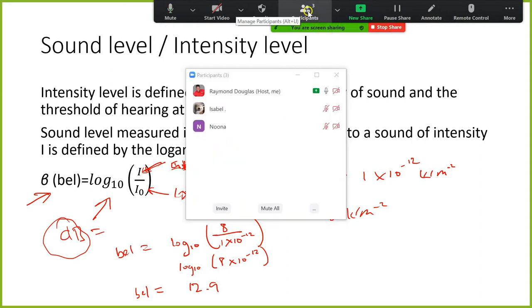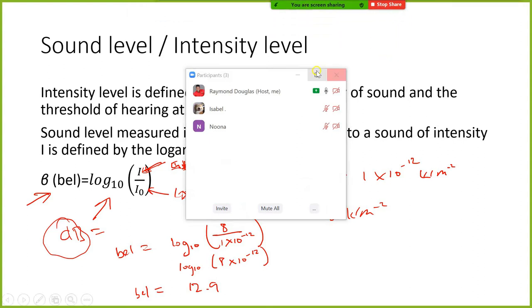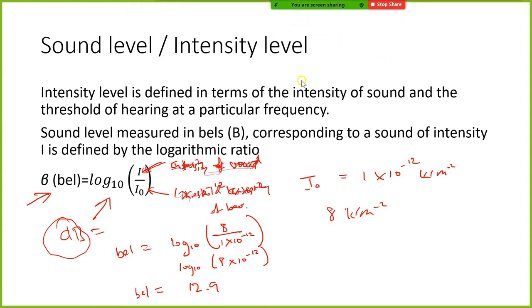It's on my part. Yes, I was just asking a while ago, what is the value for the threshold intensity of hearing? Hearing or vocal pain? Hearing. What we can detect up to 20 hertz? No, that is frequency. Intensity, remember I gave you two values just a while ago, right?